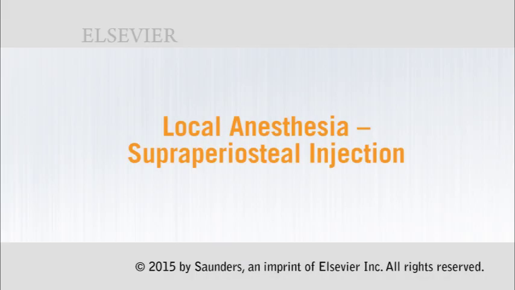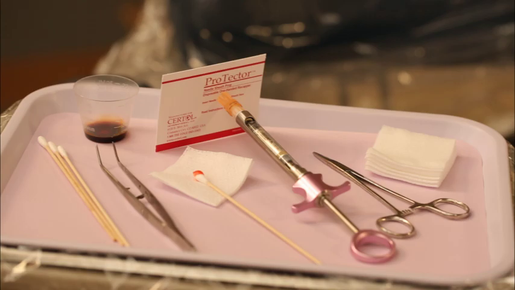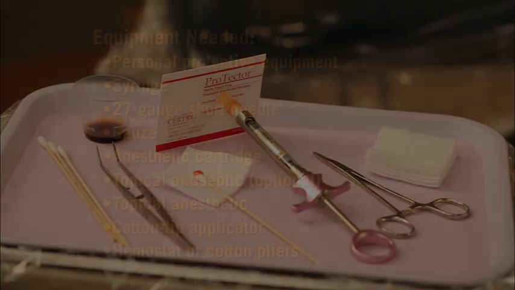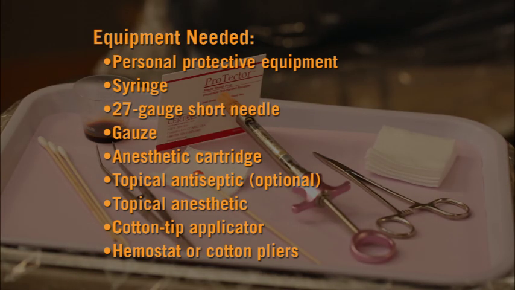Local anesthesia, supraperiosteal injection. The equipment needed for this procedure is as follows: personal protective equipment, syringe, 27-gauge short needle, gauze, anesthetic cartridge, topical antiseptic, optional topical anesthetic, cotton tip applicator, and hemostat or cotton pliers.